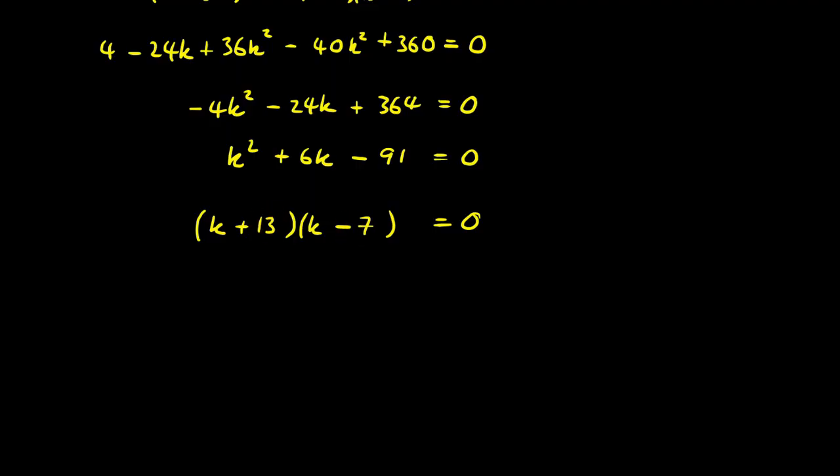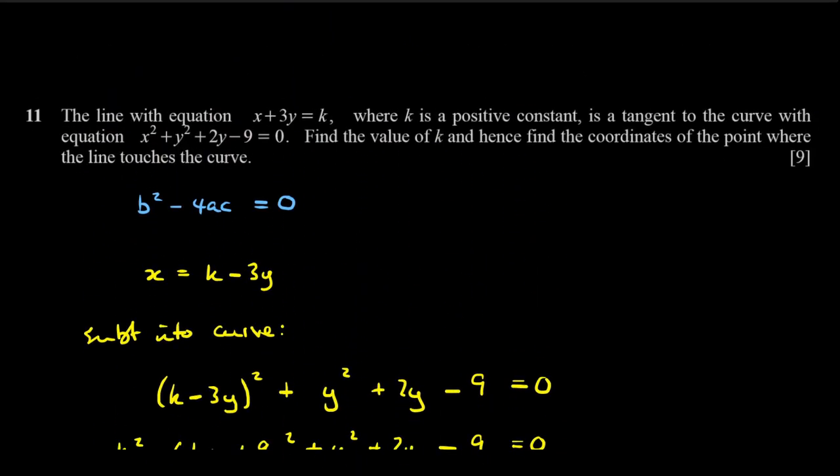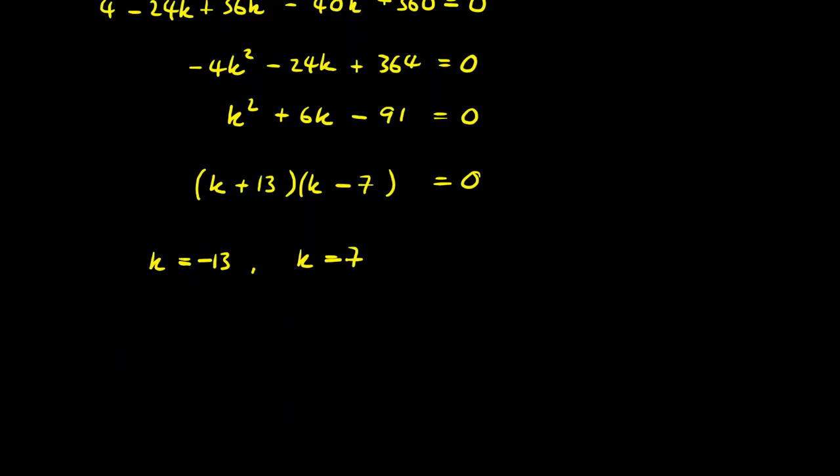We've got two solutions here. We've either got k is equal to minus 13, or we've got k is equal to positive 7. Now, if we just remind ourselves of the question, up at the top, we were told that k is a positive constant. So immediately we can eliminate this particular solution here. We're not interested in that. We just want k is equal to 7.